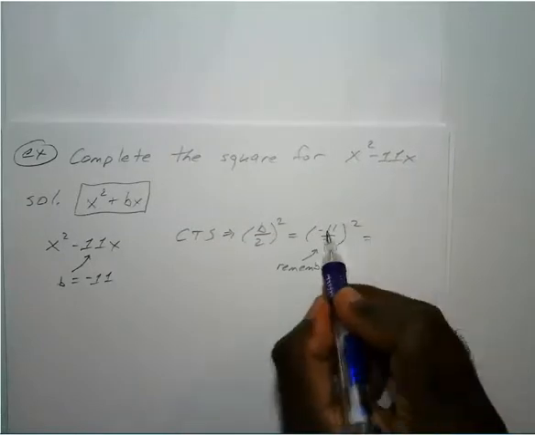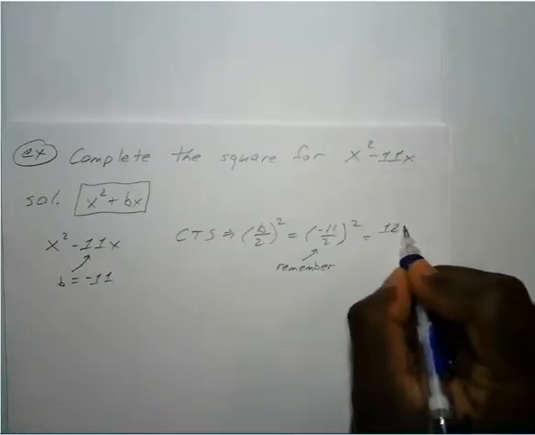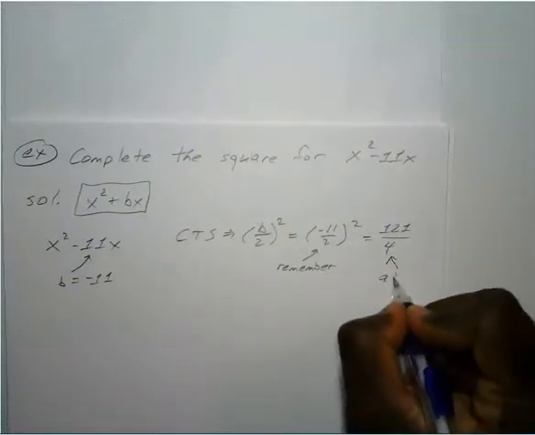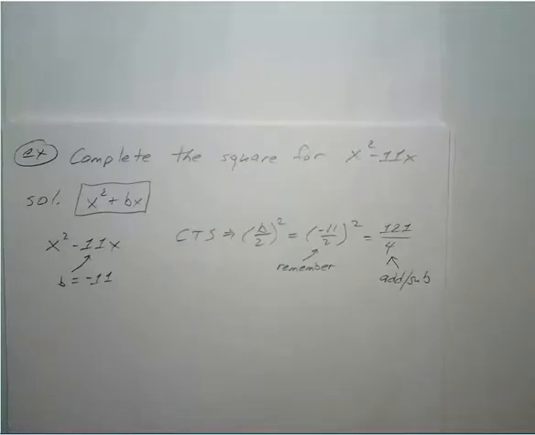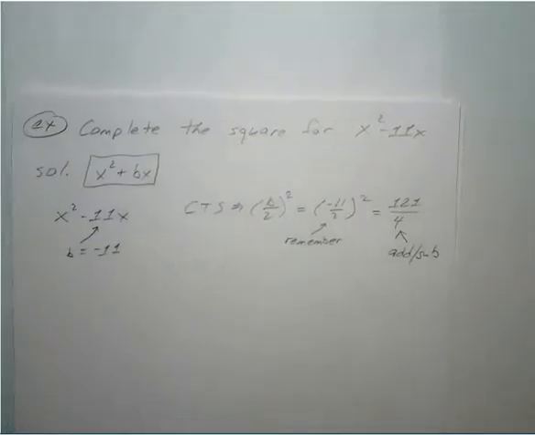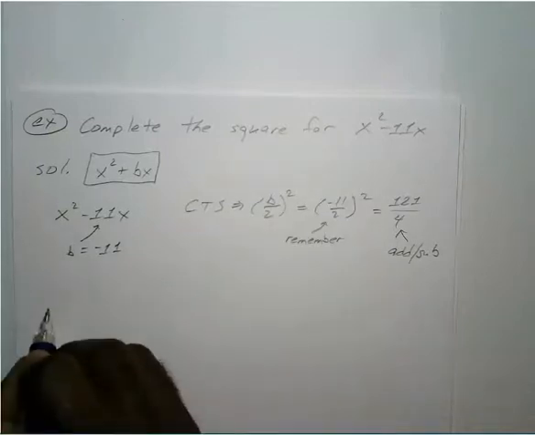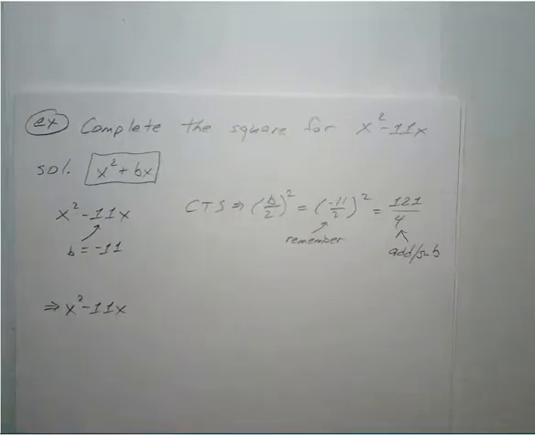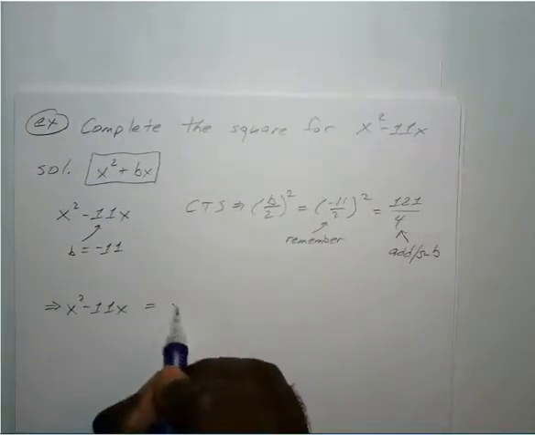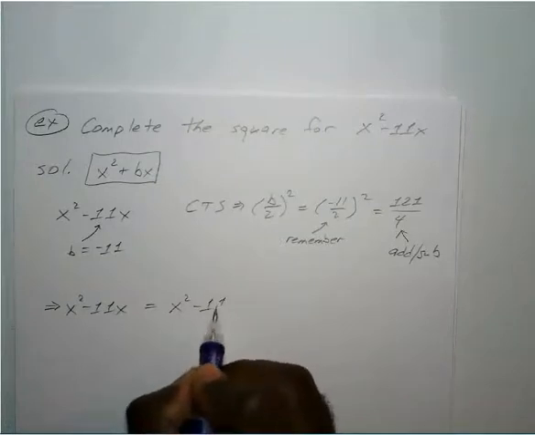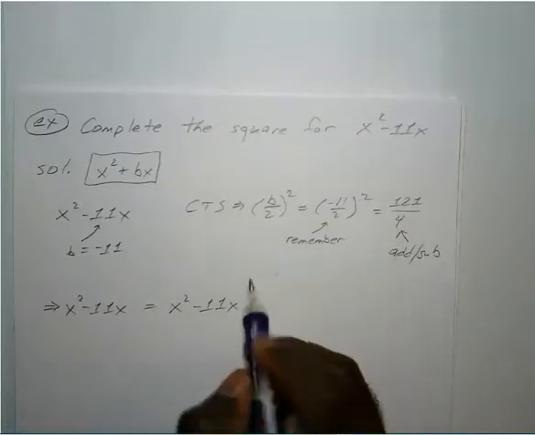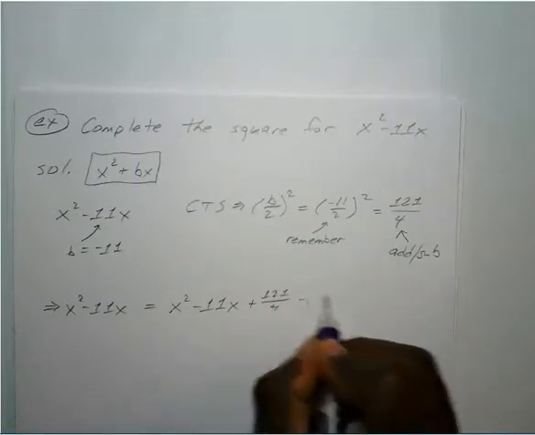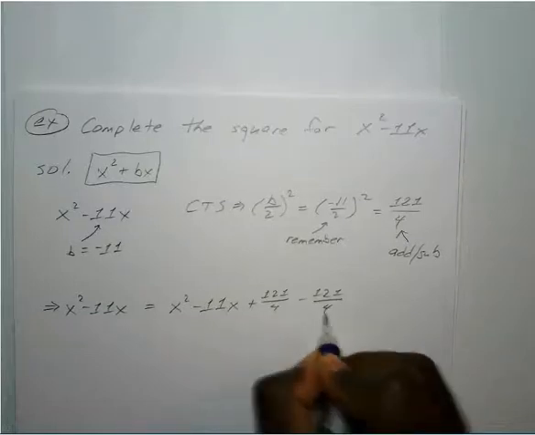Okay, so negative 11 squared is positive 121, and 2 squared is equal to 4. So this is what you would add or subtract. Okay, so going back to our x squared minus 11x, that is actually equal to x squared minus 11x plus 121 over 4 minus 121 over 4.